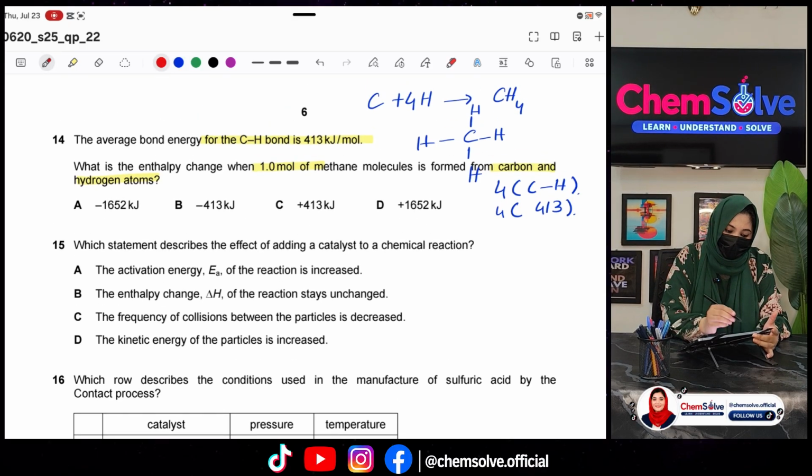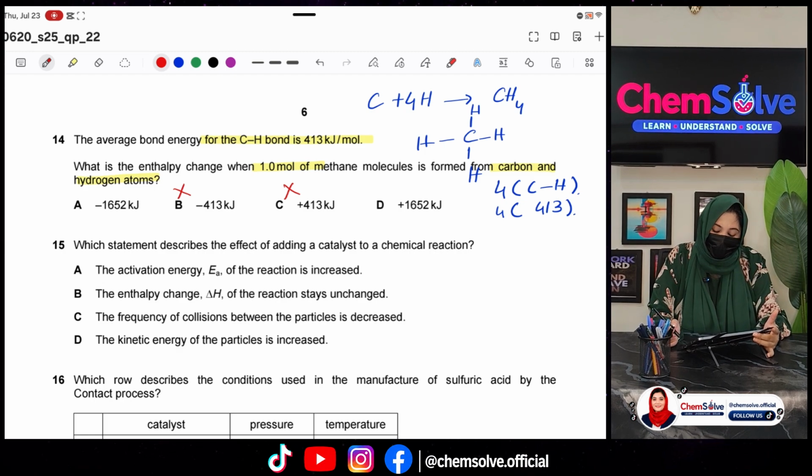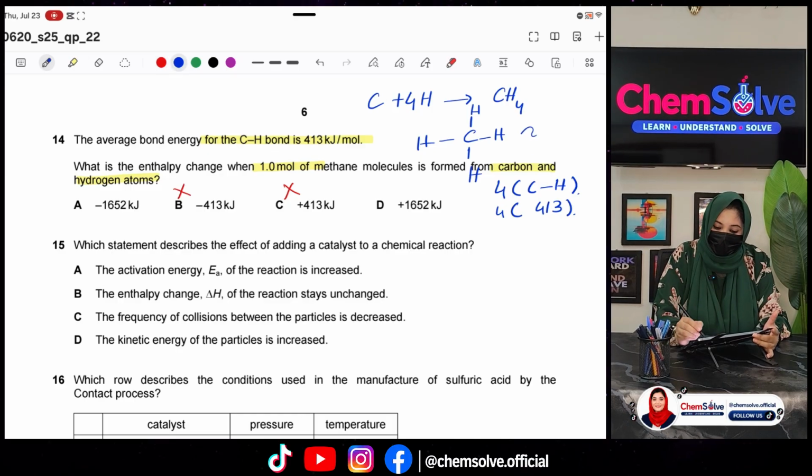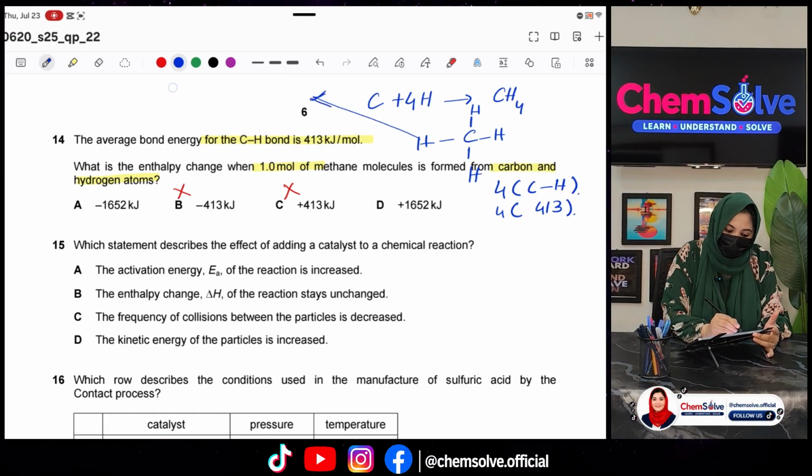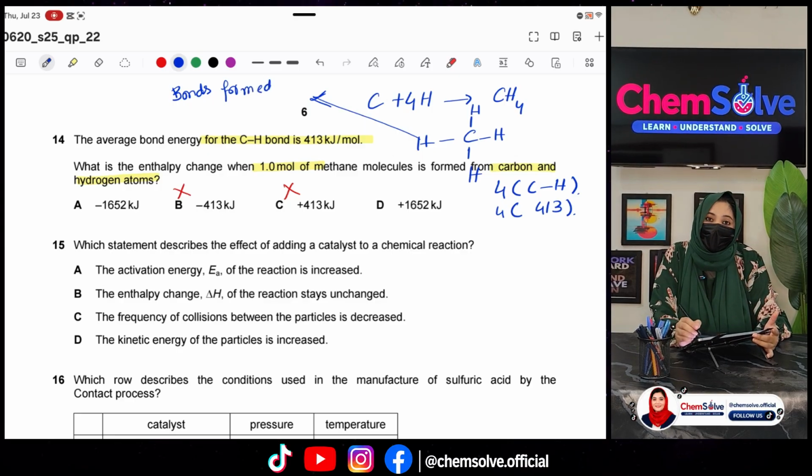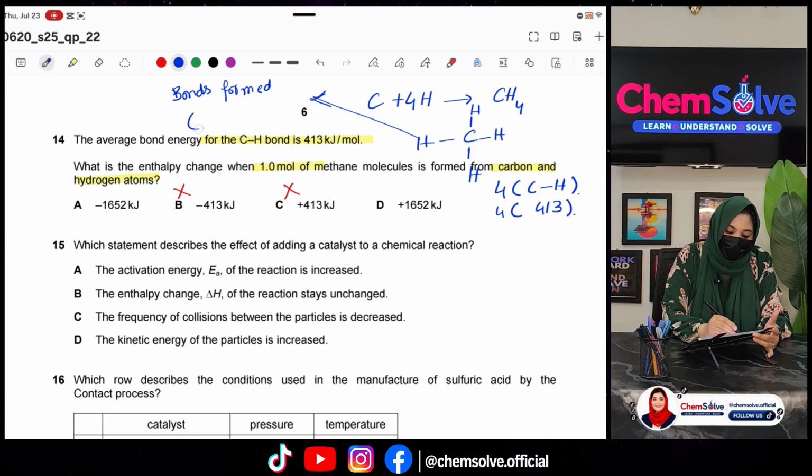So of course, B and C are not our options. We have to choose between D and A. What is going to happen here? You can see bonds are formed. They were atoms and now they have made the molecule. So bonds are being formed here, and bond formation is always exothermic, so it is represented with a negative sign. That's how the correct option is option A.